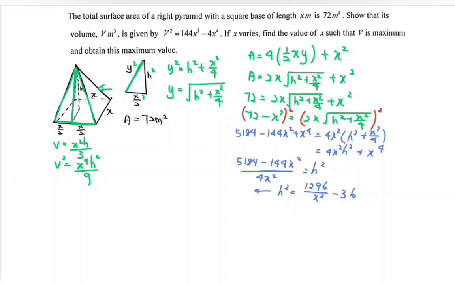So kindly substitute the situation. So v squared where we have x to the power 4 over the 9 bracket, we have 1296 over x to the power of 2 minus 36. So if we expand the situation, we have the v squared equals 144x squared minus 4x to the power 4. So we have already shown the situation given. Next, refer to the question: if x varies, find the value of x such that v is maximum and obtain its maximum value. So now move on with the second part.